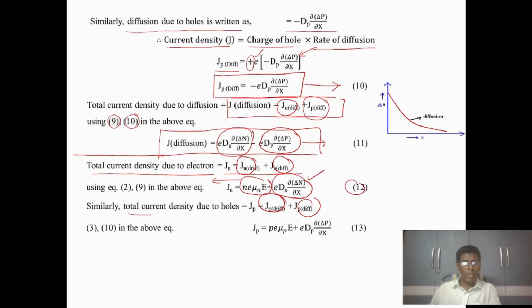Similarly, the total current density because of holes is Jp equal to Jp drift plus Jp diffusion. Jp drift is p e μp E, and Jp diffusion is equal to minus e Dp ∂Δp/∂x. This is the total current in a semiconductor. This is a very important question for the university examination. Okay, thank you for watching this presentation.